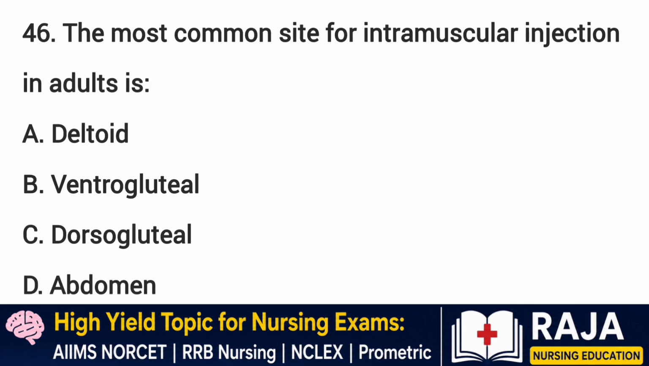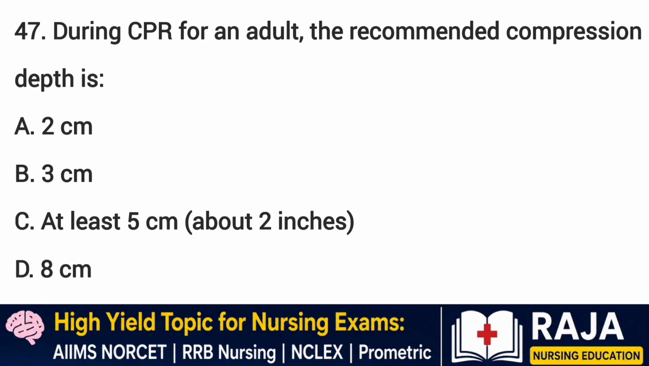The most common site for intramuscular injection in adults is ventrogluteal. During CPR for an adult, the recommended compression depth is? The option is C. At least 5 cm, about 2 inches.